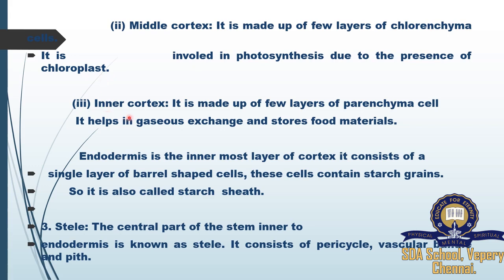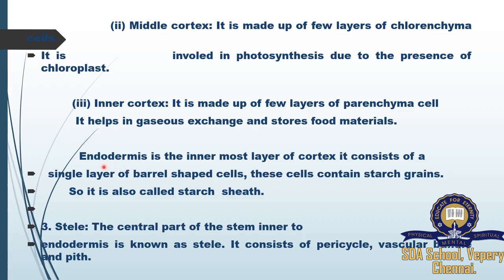Next, inner cortex. It is made up of a few layers of parenchyma cells. It helps in gaseous exchange and stores food material. In the leaves we have stomata. The main function of stomata is the transpiration of water and gas exchange for food materials. Through this only photosynthesis is taking place.